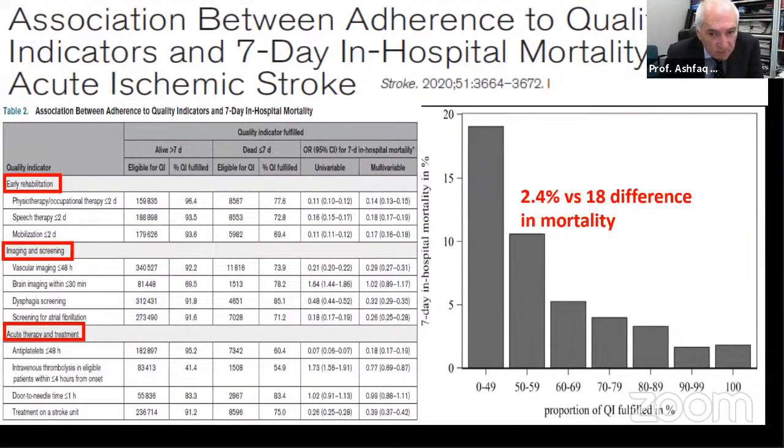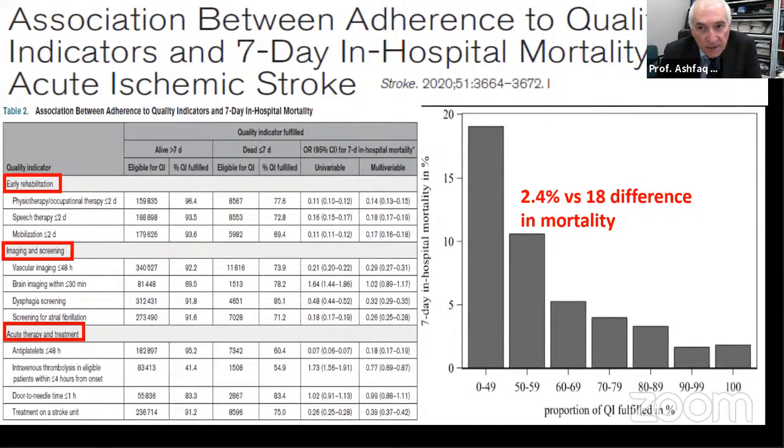So if you meet these parameters, if you're in the 90 to 100% in here, your mortality is 2.4%. But if you don't meet these parameters, or if you're not tracking them, you can see there's almost a 10-fold, a 9-fold increase in hospital mortality. So that was the first part of my presentation. Get them out of the emergency fast, put them in a stroke unit, and monitor what you're doing. These are not very difficult quality indicators.